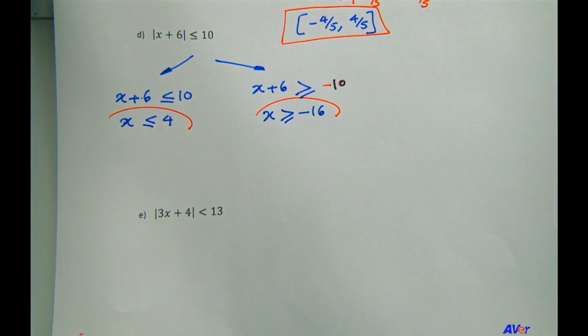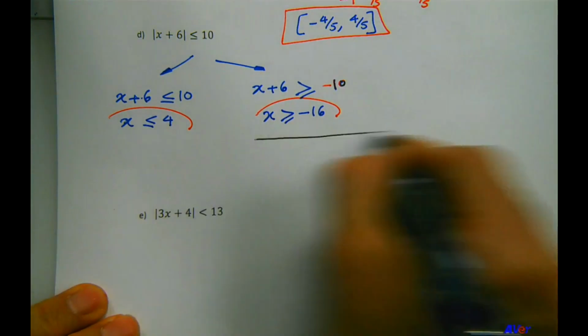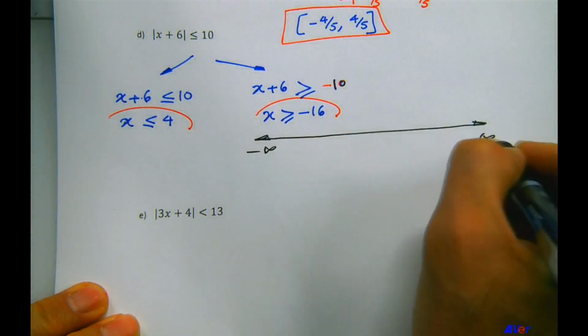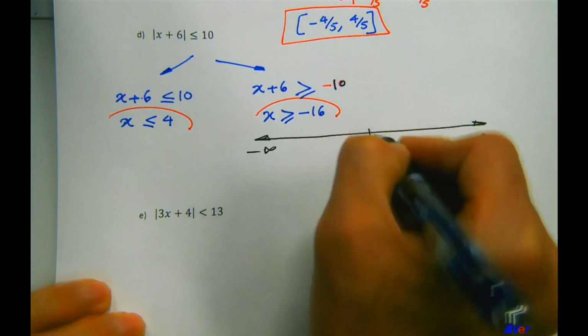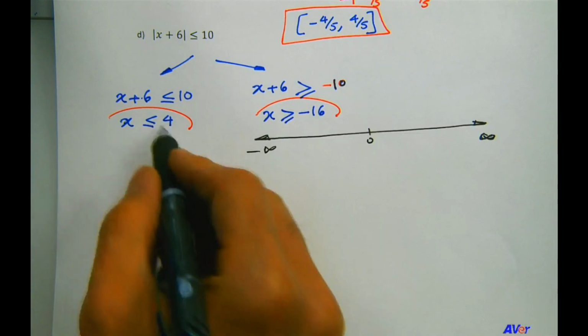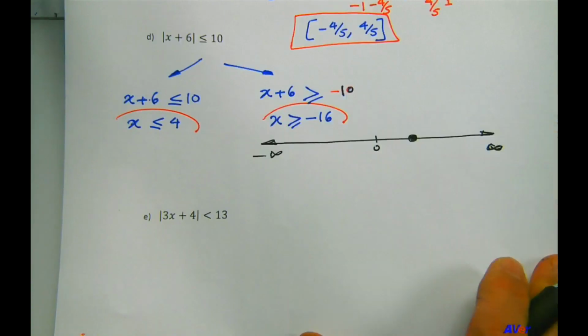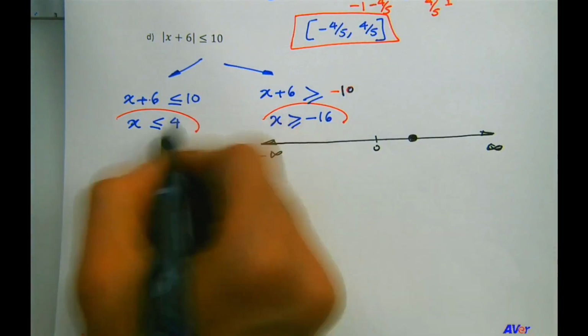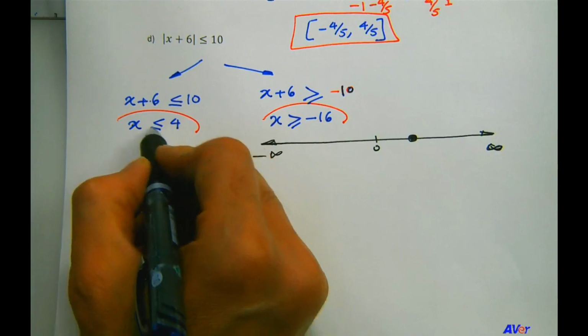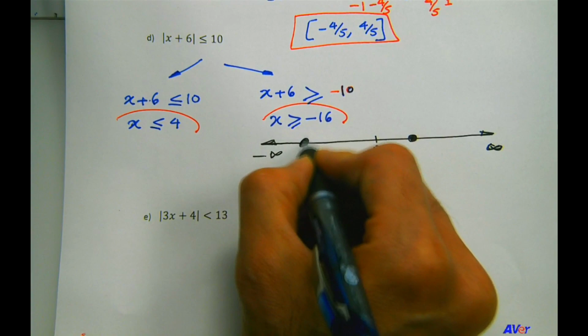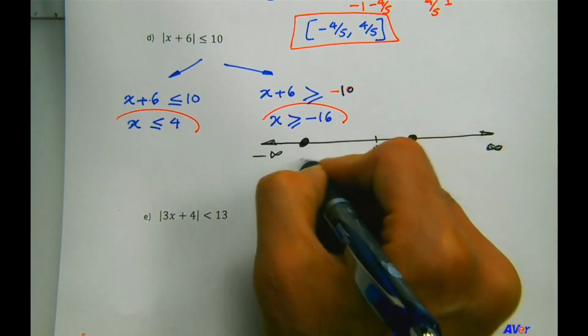Okay? All right. So now, what's the final solution then? Let's graph to get a better idea. Just for the sake of understanding this better. So let's say 4 is somewhere here, and I'm going to make it a filled in circle, because x equal to 4 is a solution, right? And negative 16, let's say that's that. So this is 4, this is negative 16.